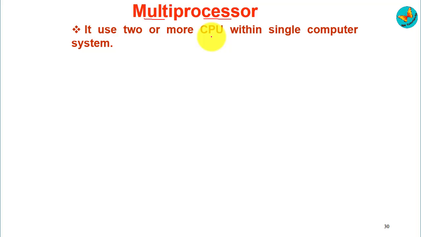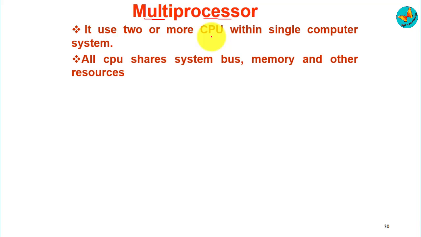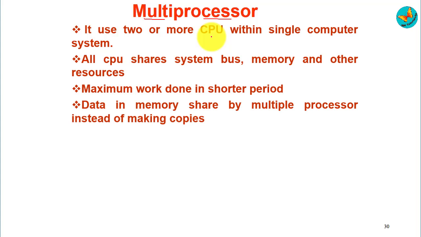Now moving ahead, we will discuss the multiprocessor operating system. As is the word, here multi means what? Many. Processor, so here obviously many processors will be there. If there are two or more CPUs within a single system, we would consider it a multiprocessor. And what is the significant thing about this multiprocessor system? They all share the system bus, memory and other resources. Since multiple processors are there, maximum work is done in a shorter period. And as you know, data is kept in the main memory, and that memory will be shared. Hence, duplication of data is avoided.